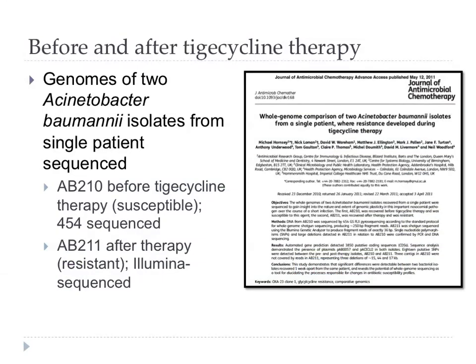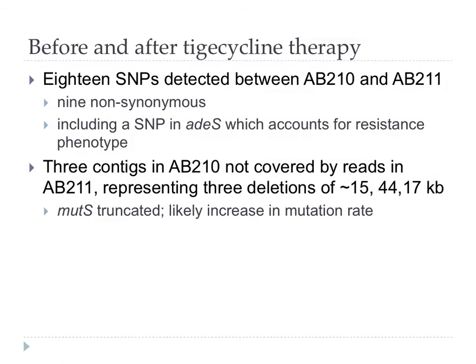Another study we've done with collaborators in London is to look at 2 Acinetobacter baumannii isolates from the same patient, one of which was isolated before tigecycline therapy and was susceptible. The other one was resistant and came after therapy. In comparing those, we actually found a fairly large number of SNPs, 18 of them. And one of those SNPs was in a known resistance gene, or at least in a gene that regulates a resistance phenotype within that organism. So that was nice, made sense, and validated the approach.